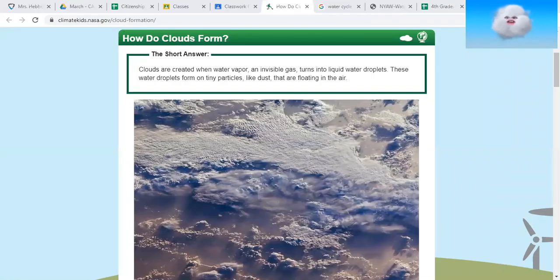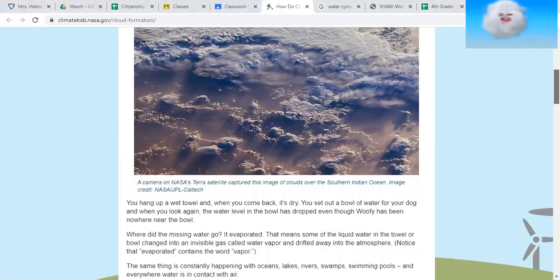So here we are back on Climate Kids NASA.gov, and we're going to learn about the formation of clouds now that we know that they are caused or created through condensation in the water cycle. Clouds are created when water vapor, an invisible gas, turns into liquid water droplets. These water droplets form on tiny particles like dust that are floating in the air. So the water needs something to attach itself to. So it attaches itself to dust or tiny particles in the air, and then it is floating around as a liquid.